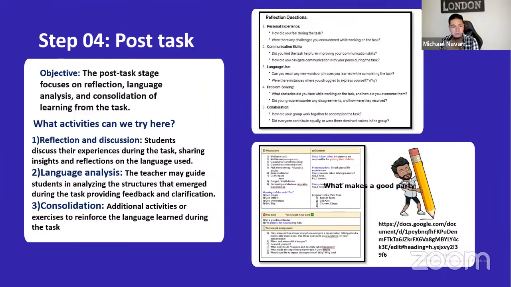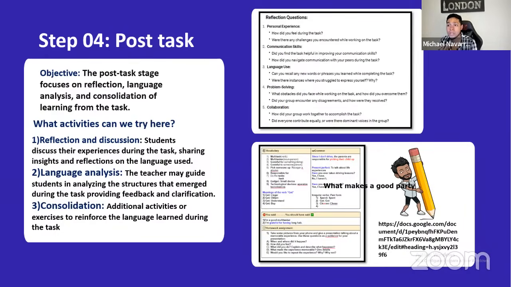So after doing so, we have the post-task. As the name suggests, the post-task stage focuses on reflection, language analysis, and consolidation of learning from the task. Now, if you are applying TBL for the first time, you need to get feedback from your students. Metacognition is important, but you also need to get feedback from your students.